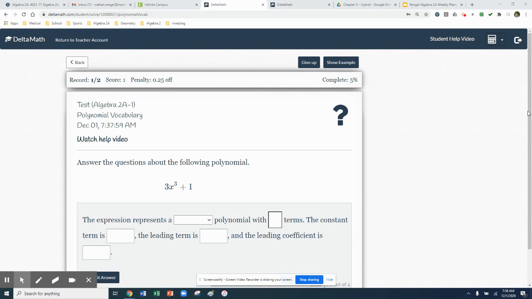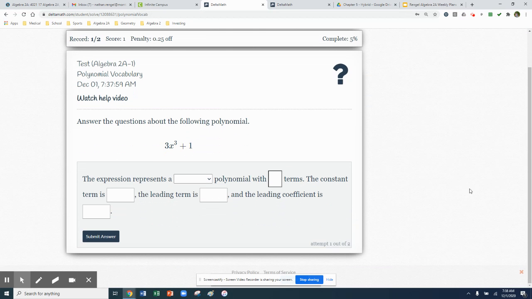And we're doing our polynomial vocabulary. So it says answer the questions about the following polynomials. The polynomial we're looking at is 3x to the third plus 1. In lesson 11, on the second page of our notes, right at the top, we had a table where we filled in all the degrees of polynomials, and then the number of terms and what those terms are called. If you have not done lesson 11 yet, you can go back and fill that in. Our notes are always available.